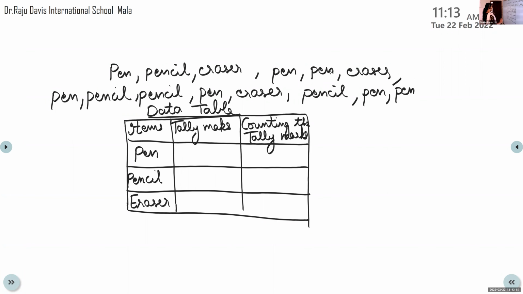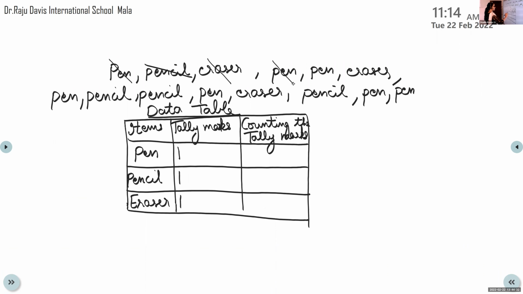Okay. Now, the first thing you have to do is check what is the first item. The name is pen. So put a line here. That is one tally mark. Mark, M-A-R-K. So what is a tally mark? It is a vertical line to denote the number of items. Second one is pencil. So where will you put a vertical line? In the second row. Eraser. Put a vertical line in the eraser row.